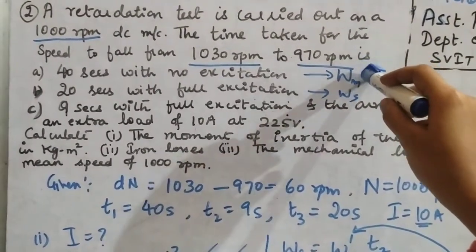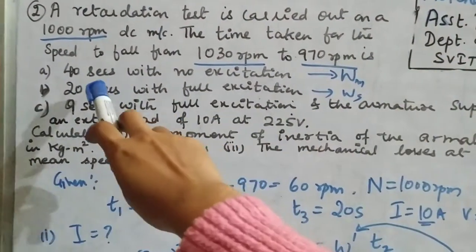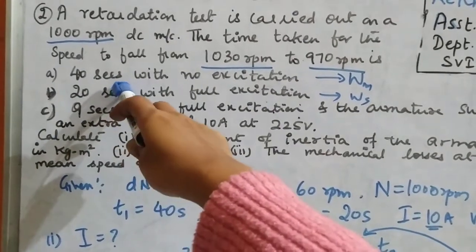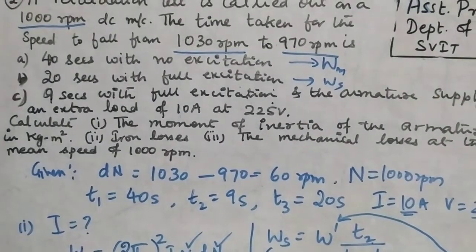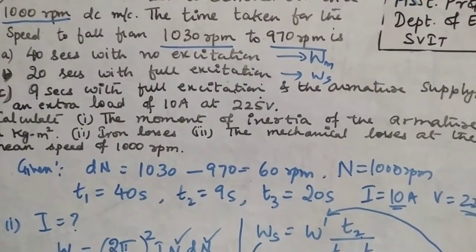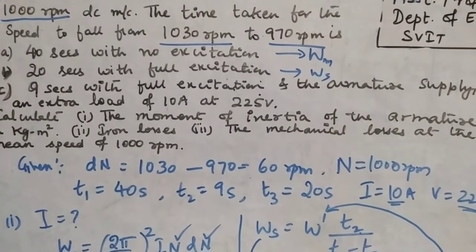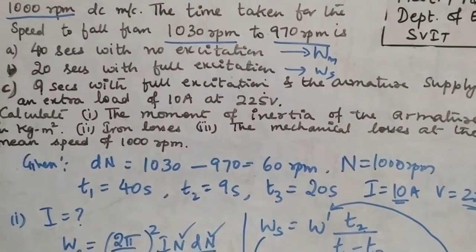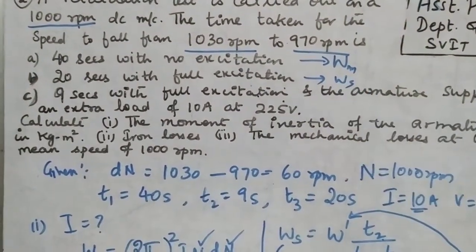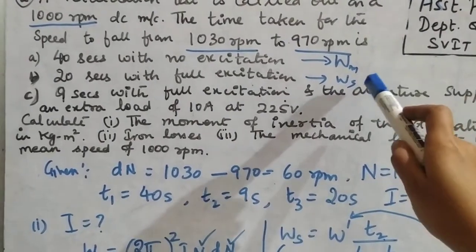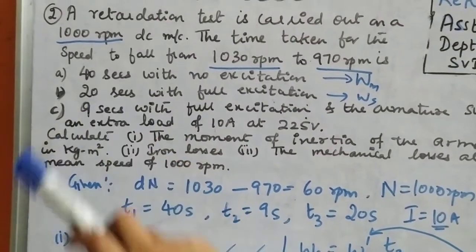So I have written Wm. During the determination of Wm, this is the time period we have to take up, 40 seconds. Second, when there is full excitation, the kinetic energy is used to supply both the mechanical loss as well as the iron loss, which is called the stray loss. So during full excitation, Ws, the stray loss, can be determined. While finding this value, we have to take the corresponding time period of 20 seconds.